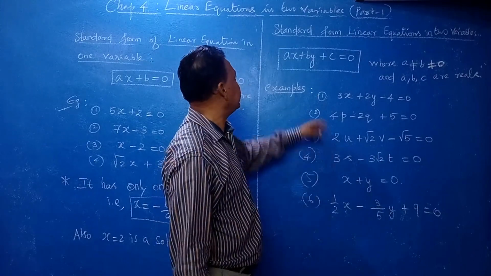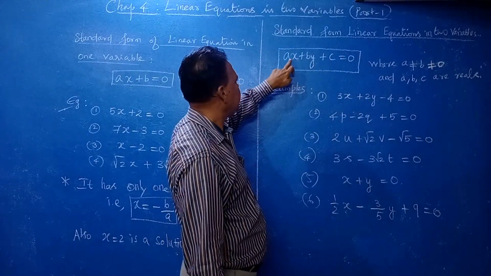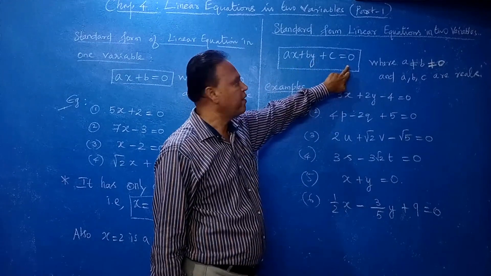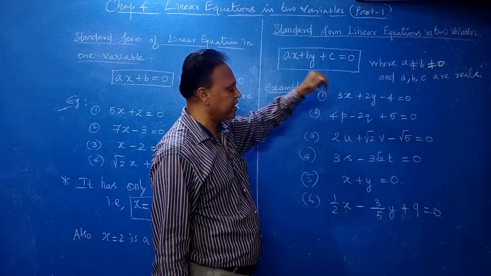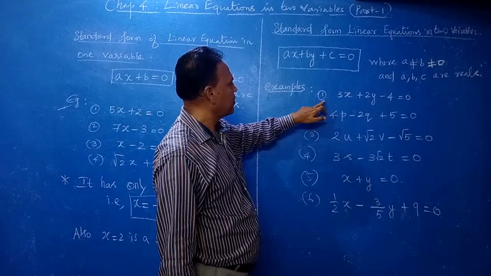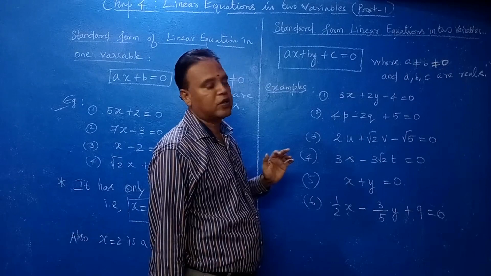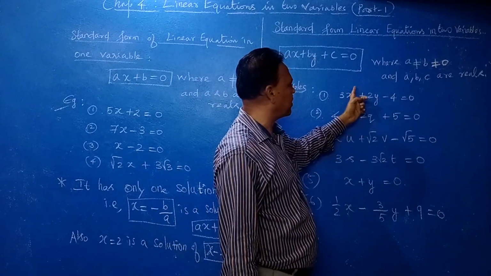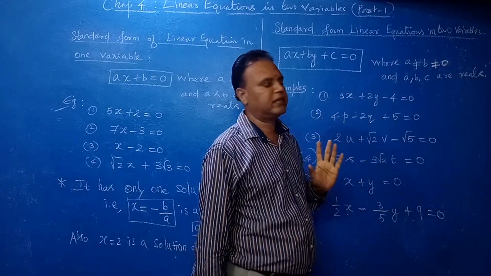Next we will see the standard form of a linear equation in two variables: ax plus by plus c equal to 0. This is the standard form, where a and b are not equal to 0, and a, b, c are reals. Example, you see: 3x plus 2y minus 4 equal to 0. See the powers: the x variable has power 1, the y variable has power 1. That is called linear.